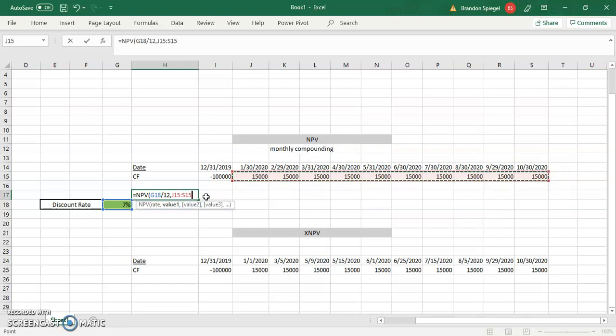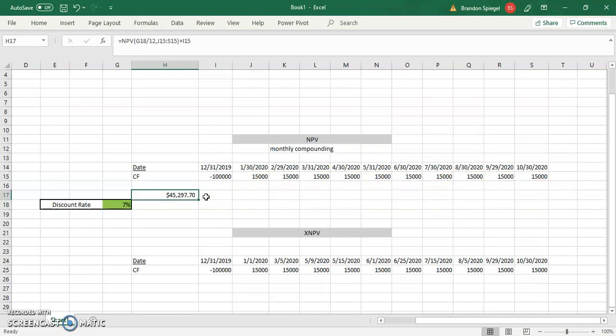Then I'm going to close parentheses. Then I'm going to add the initial cash flow that is going out, to get a net present value of $45,297 and change with net present value.